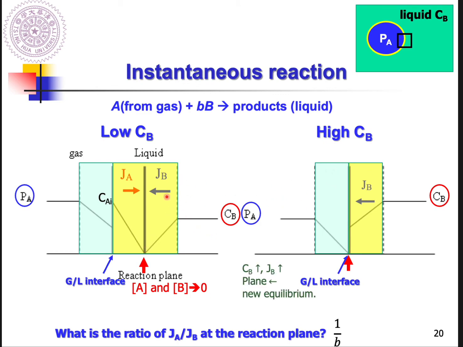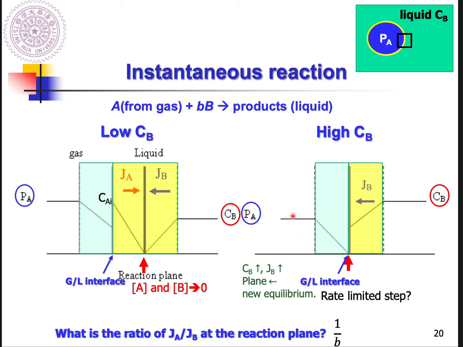So the plane is going to be pushed toward the left-handed side to reach the interface of gas and liquid, because the flux increases, and to establish a new equilibrium condition. And in this case, what is the rate-limiting step for this kind of heterogeneous fluid-fluid chemical reaction?